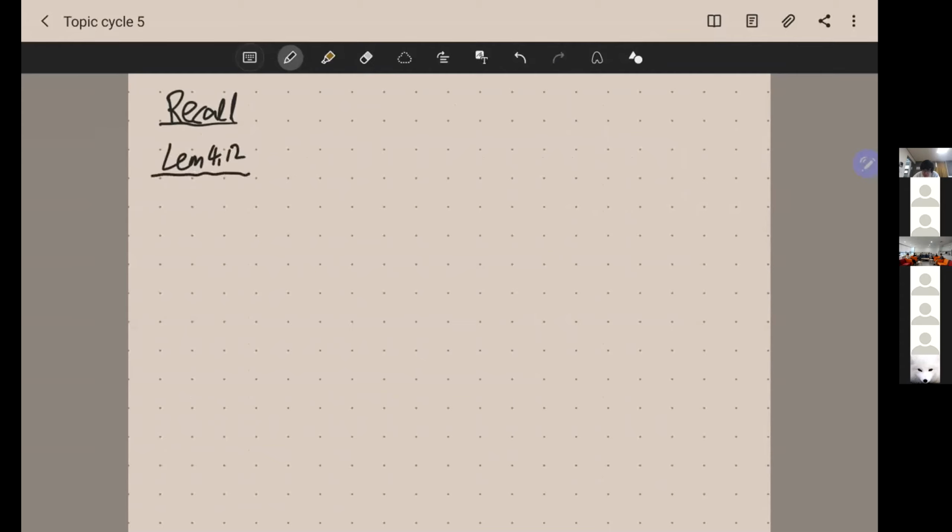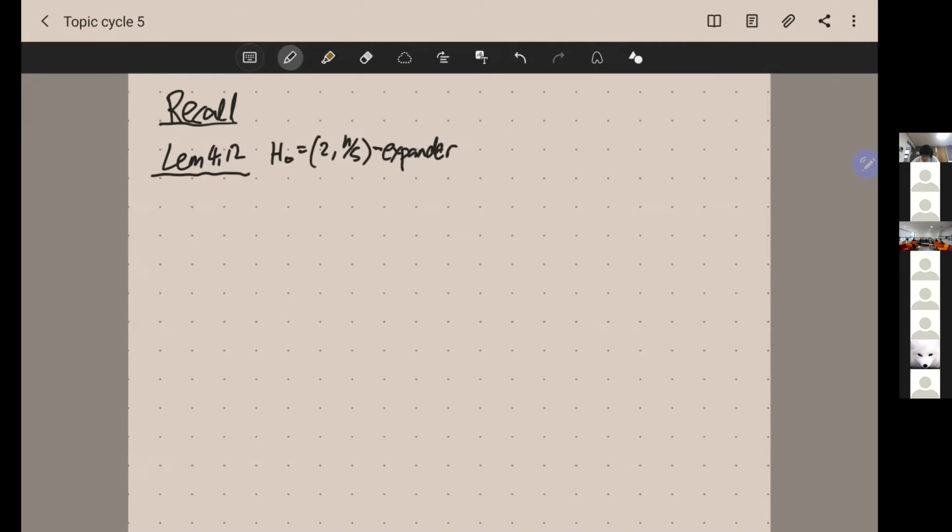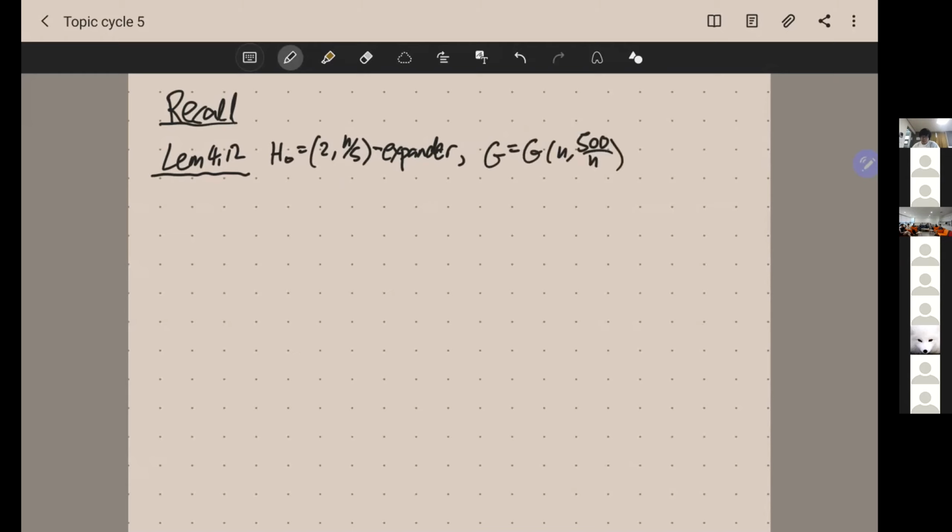It says that if we have a graph H0, which is a 2n/5 expander, on the same vertex set as the random graph, and then we sprinkle a linear amount of edges, G(n, 500/n), on H0, then almost surely this is Hamiltonian.